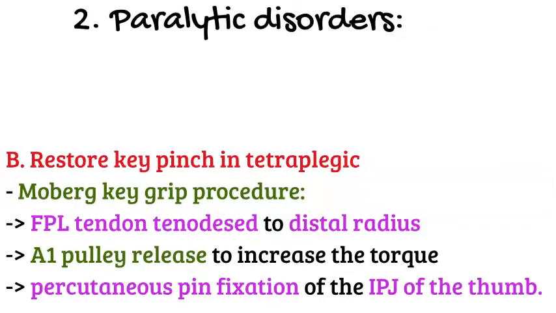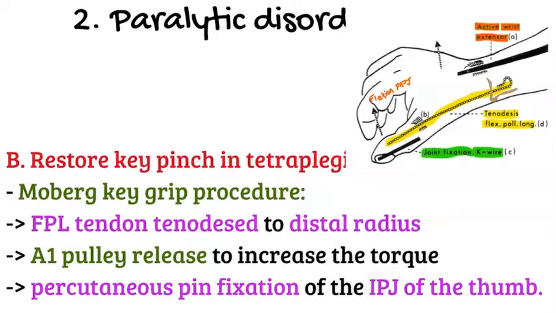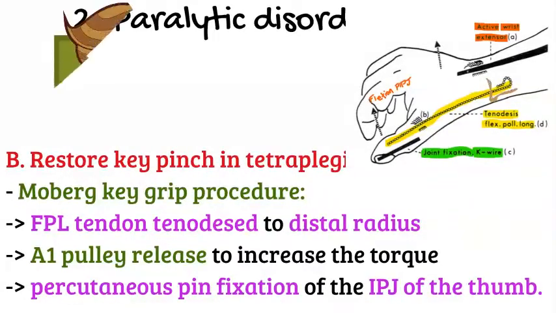This picture summarizes the Moberg key grip procedure. There is a tenodesis of the flexor pollicis longus to the distal radius, with A1 pulley release and joint fixation with K-wire. When there is an active wrist extension, the flexion of the interphalangeal joint occurs. Understood, everyone?